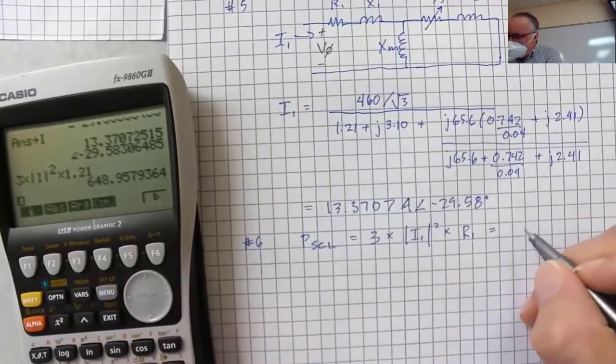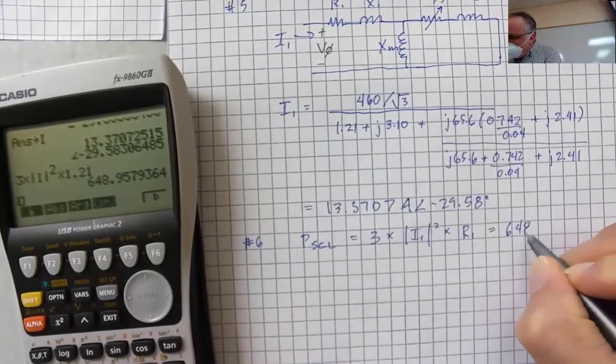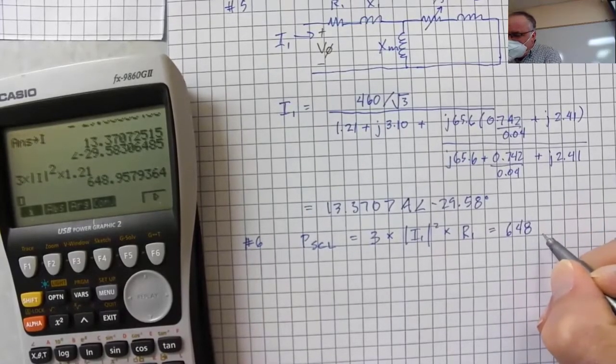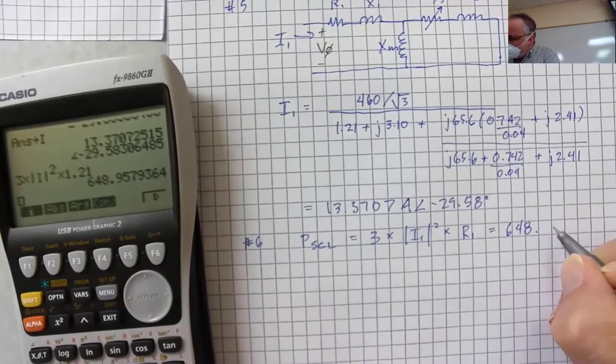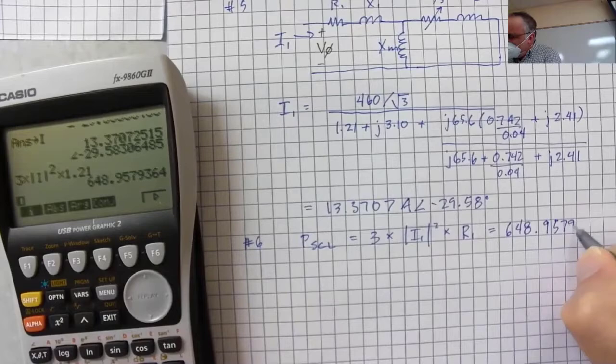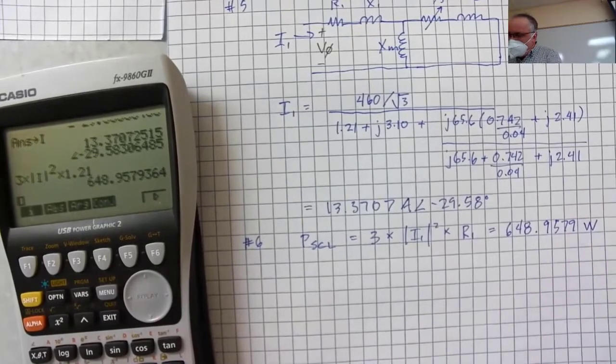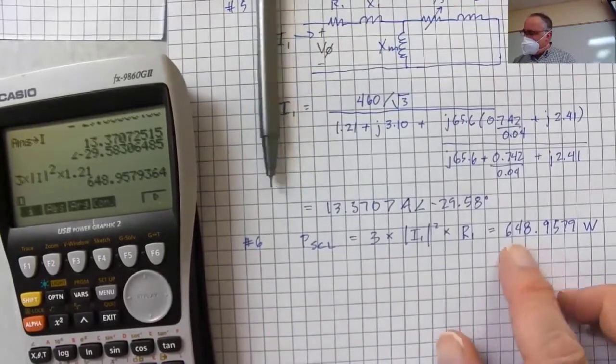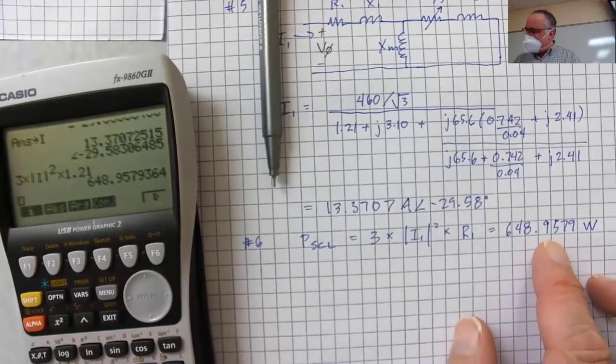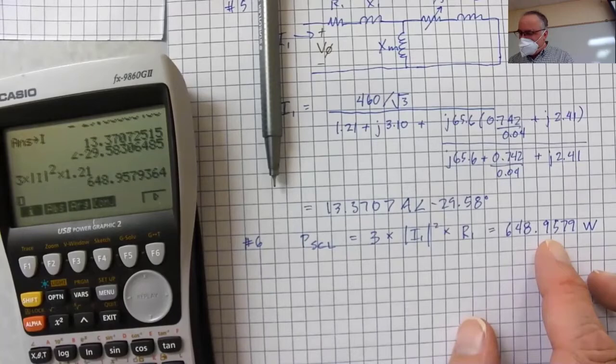Yes. 648,957. Well, I'll put the whole thing in. But then you just should have to enter in 5 significant digits. That should be enough. 648, 95, 79.